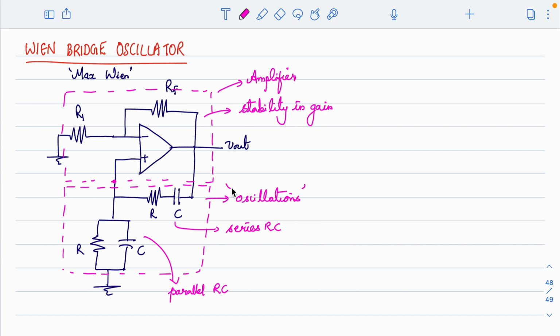Now we know from the principle of an oscillator that a circuit can oscillate under two conditions, right? So we mentioned that A beta should be equal to 1 angle 0 or 360.